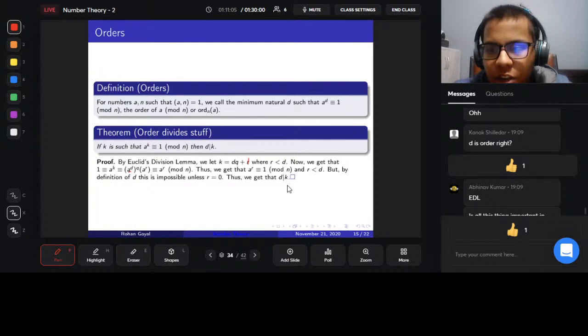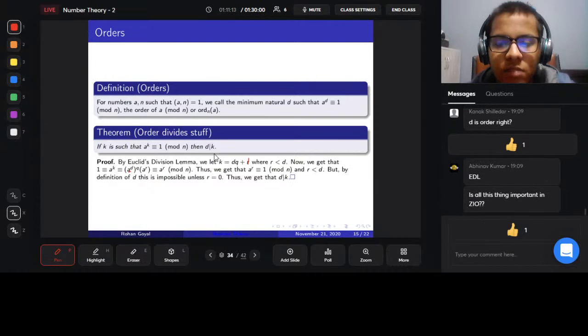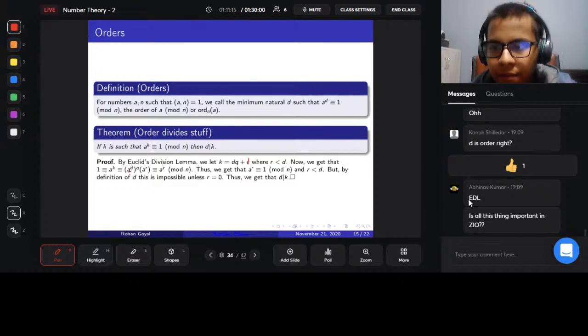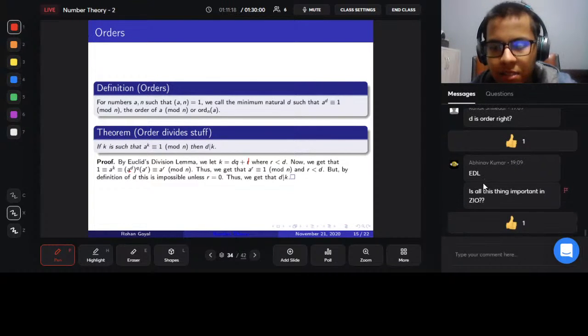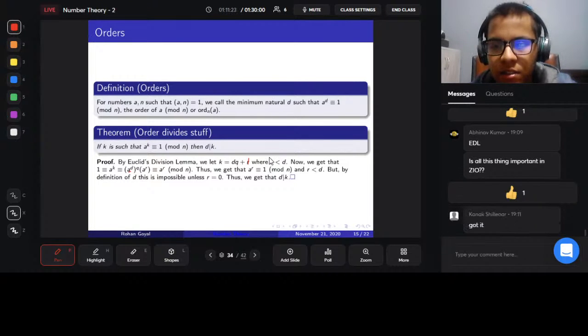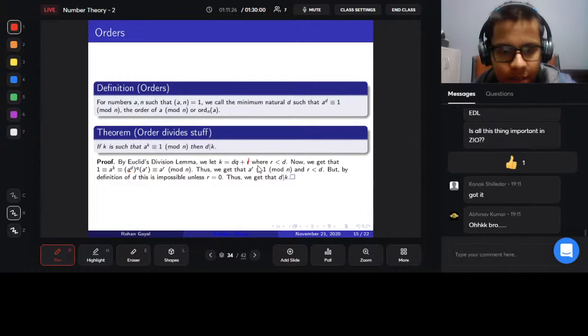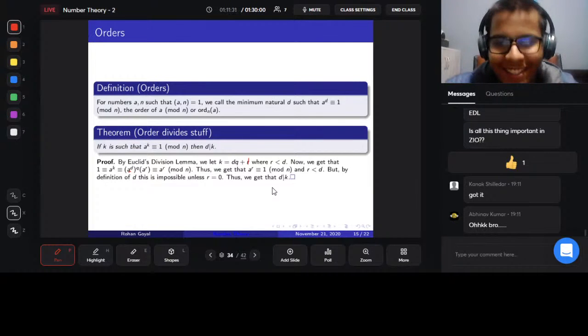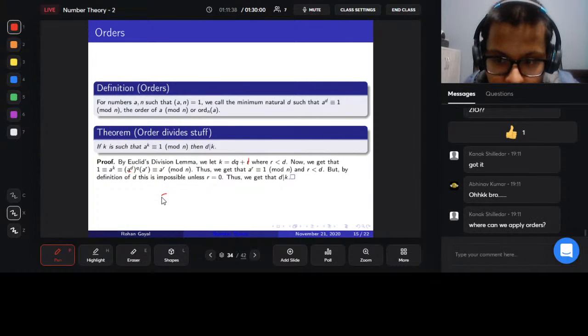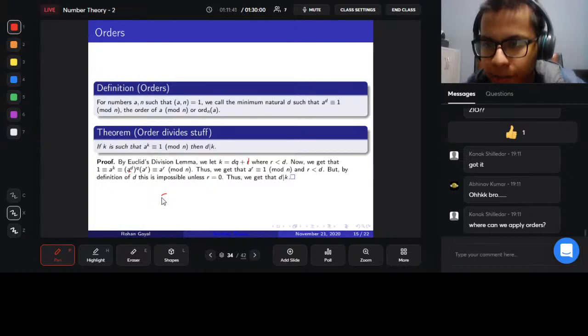As I mentioned, orders is not very relevant for ZIO, but it's a powerful idea, and the idea of how you prove orders work, the idea of infinite descent, is very helpful in general as well. As I mentioned, you can skip this part if you want to. Orders is not very relevant. Okay, got it. Nice. So this is a very nice theorem, and this will give you something very important, that the order... We'll be going through practice problems.